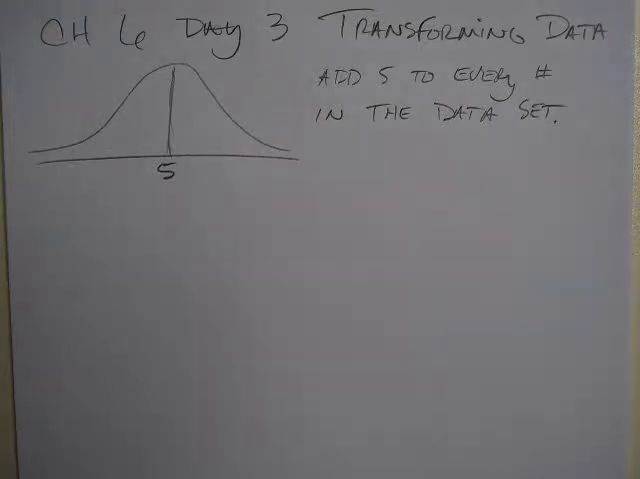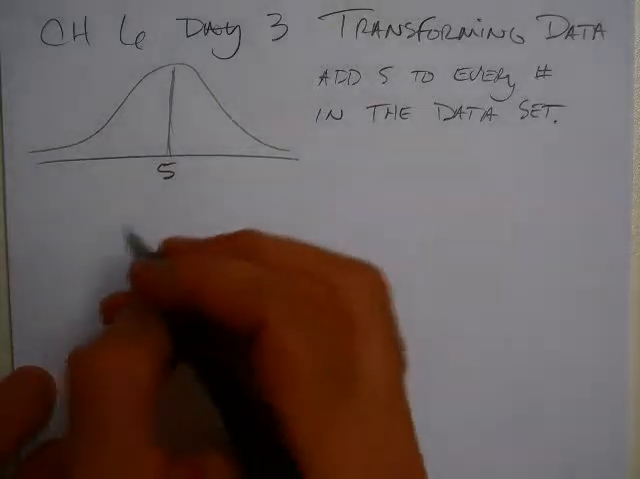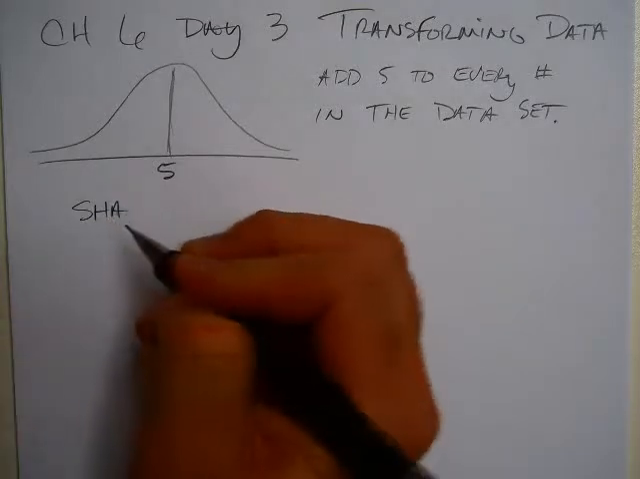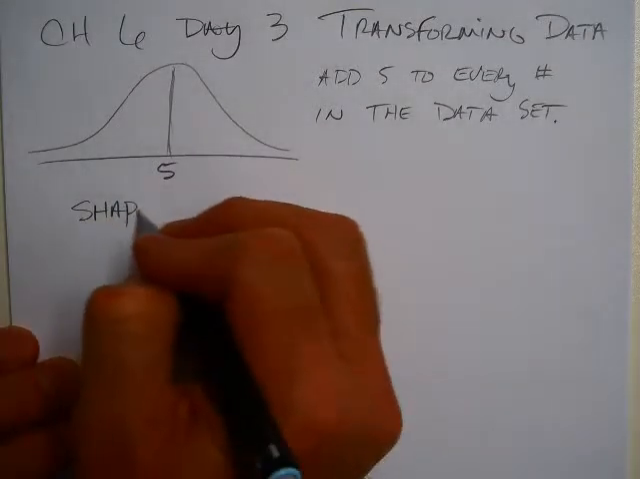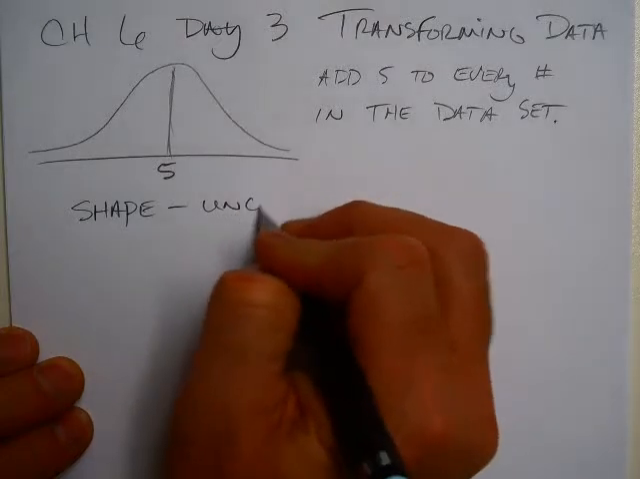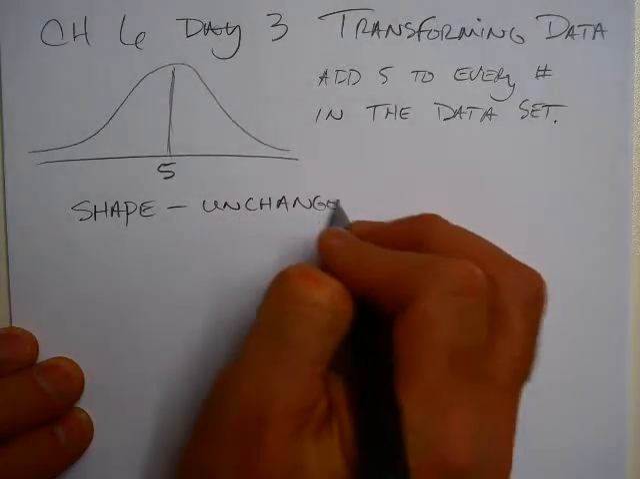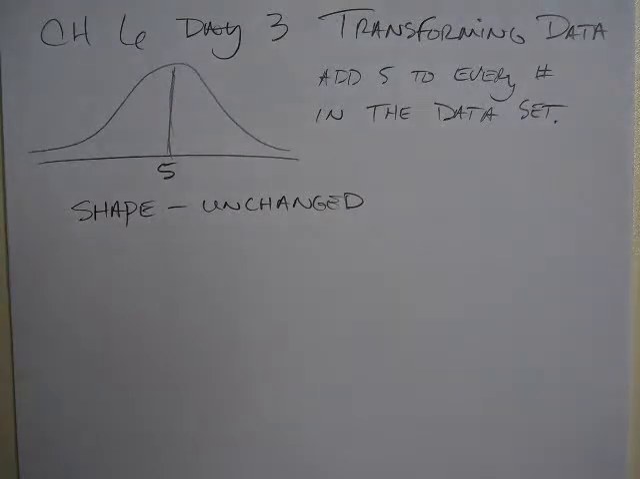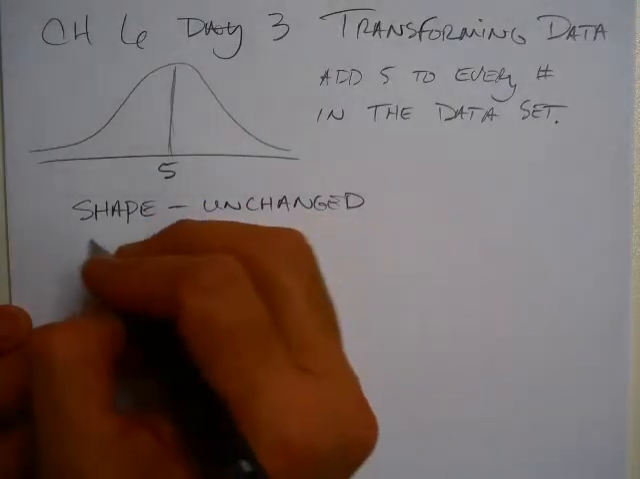And again, we've talked about this. It's been a little while. If I add 5 to every number in the data set, what's going to happen to this curve? Is it going to change the shape of the curve at all? No. The shape will be unchanged. Is it going to make the curve wider or narrower? No. The spread will be the same too.